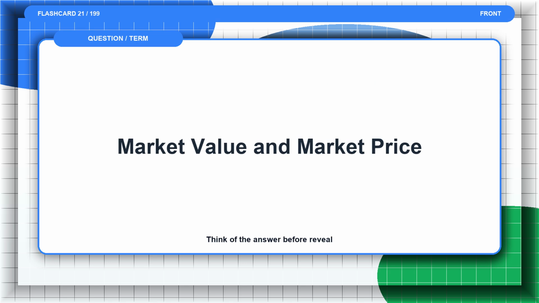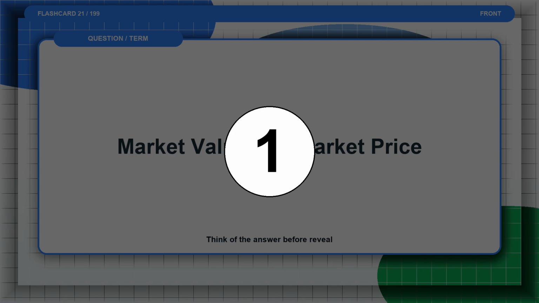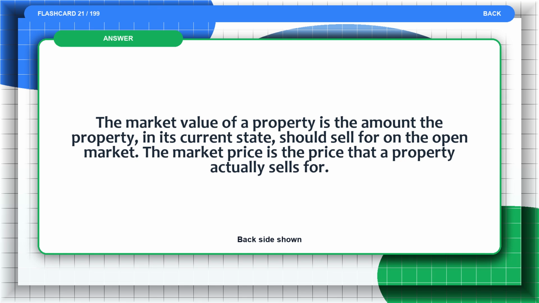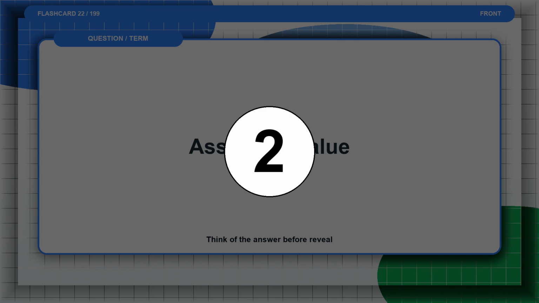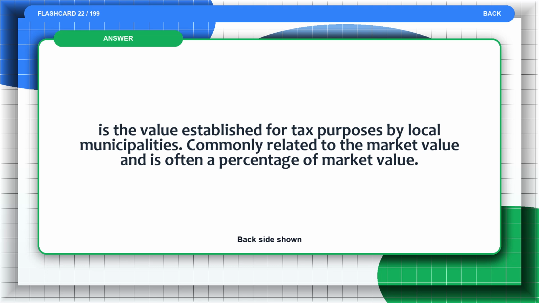Flashcard 21. Market value and market price. Pause and think of the answer before the reveal. The answer is, the market value of a property is the amount the property, in its current state, should sell for on the open market. The market price is the price that a property actually sells for. Flashcard 22. Assessed value. Pause and think of the answer before the reveal. The answer is the value established for tax purposes by local municipalities, commonly related to the market value and is often a percentage of market value.